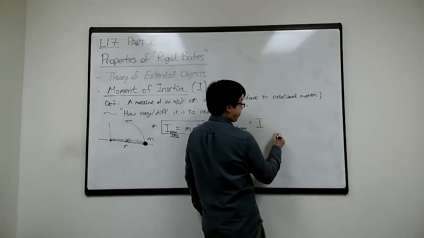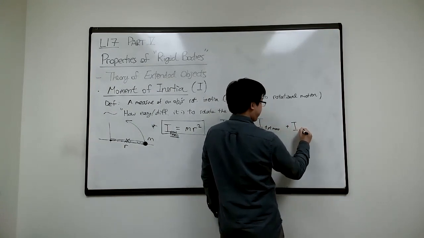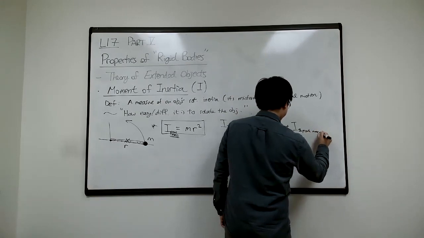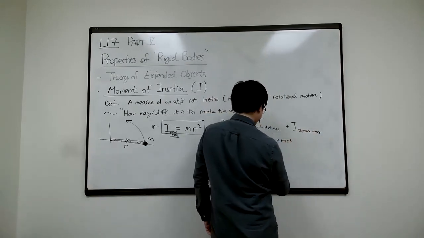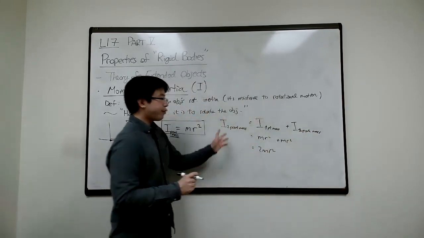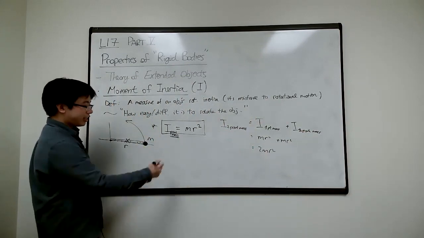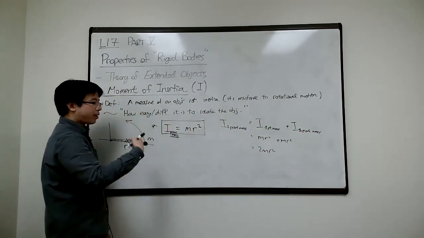So it's the moment of inertia of one point mass plus the moment of inertia of one point mass. Okay, so it will be mr squared plus mr squared. Okay, it's 2mr squared. So you see we have different formulas for different objects. Okay, we'll get to that.